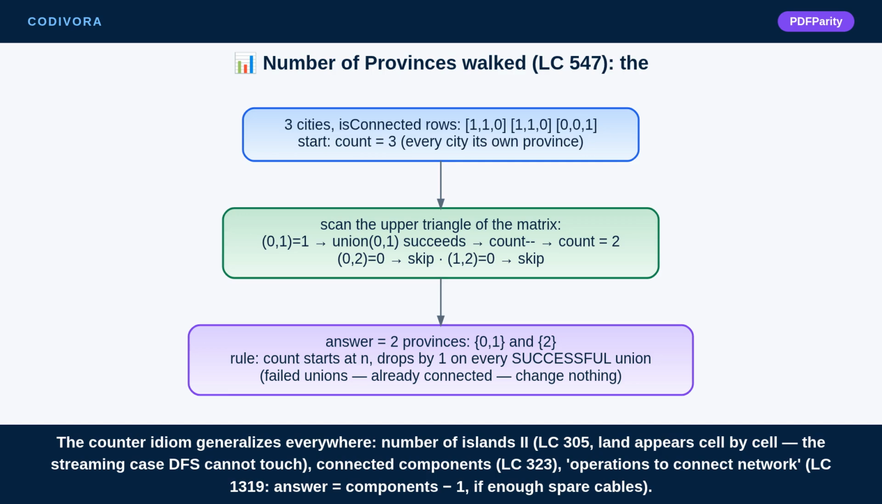The counter idiom generalizes everywhere. Number of Islands to LC 305, where land appears cell by cell. The streaming case DFS cannot touch. Connected Components, LC 323. Operations to Connect Network, LC 1319. Answer equals components minus 1, if there are enough spare cables.